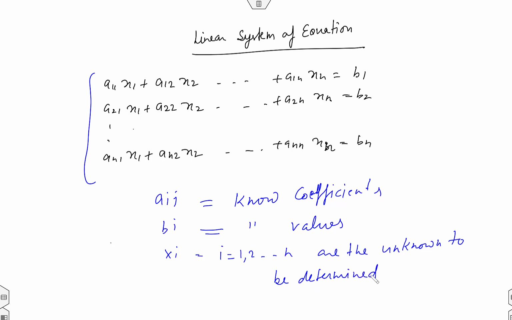So there are n equations given to you where a11, a12, a1n, or aij, are all known. b1, b2, b3, bn are the vector values also known to us. x1, x2, xn are all unknown values. So the solution of the system of linear equations means to compute the solution of these xi.